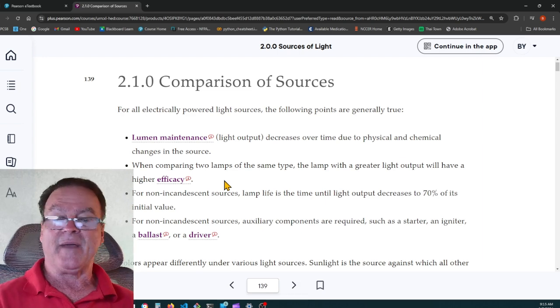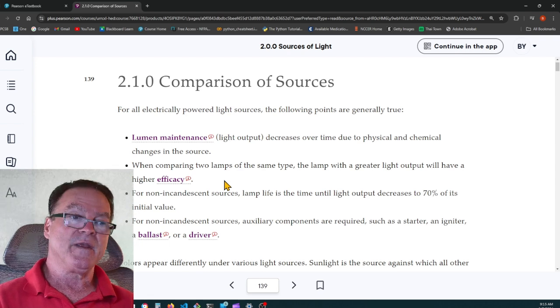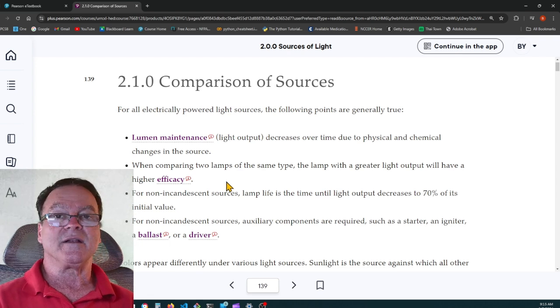You don't, your ballast will last about 3 years. It's a lot more expensive to replace a ballast than it is to replace the lamp. The lamp's about $2 or $3. The ballast is about 30.